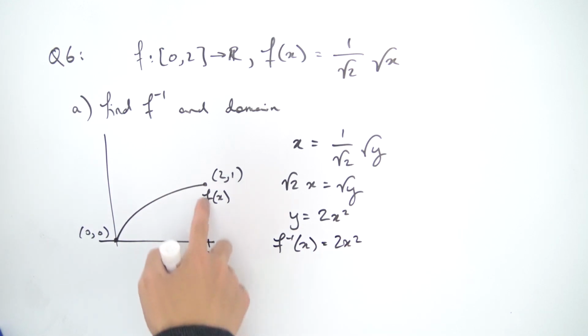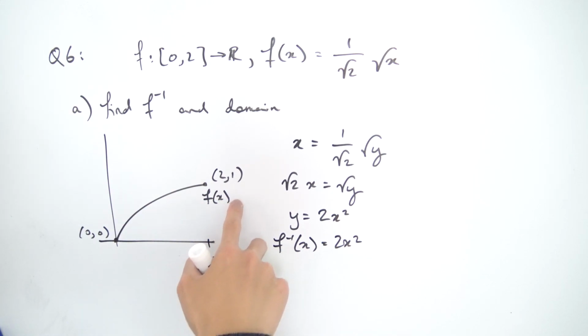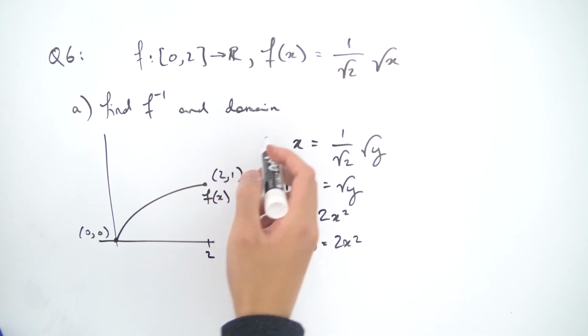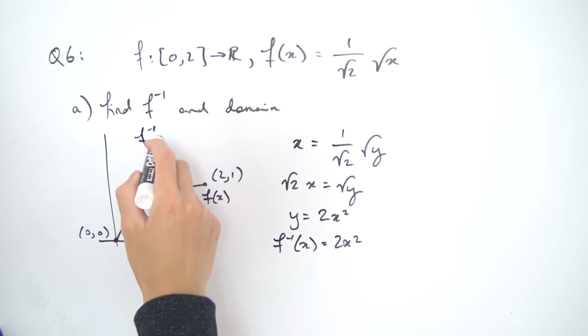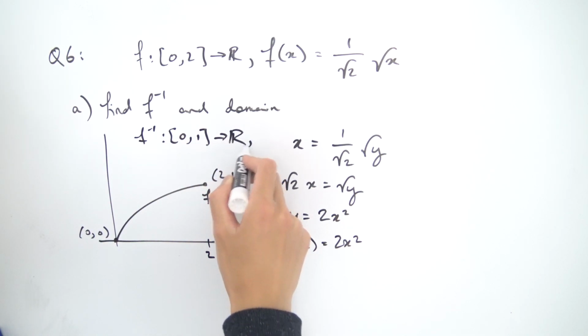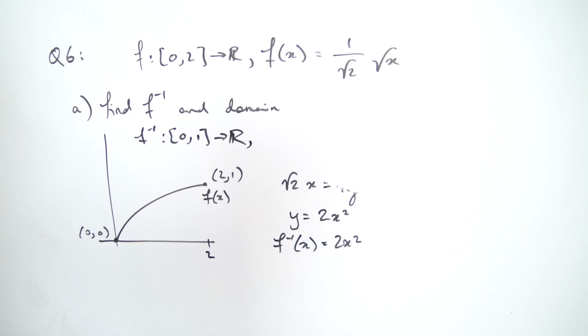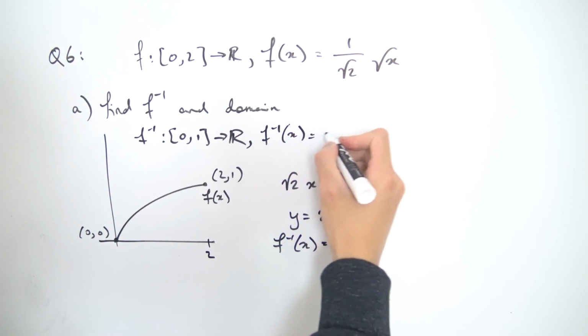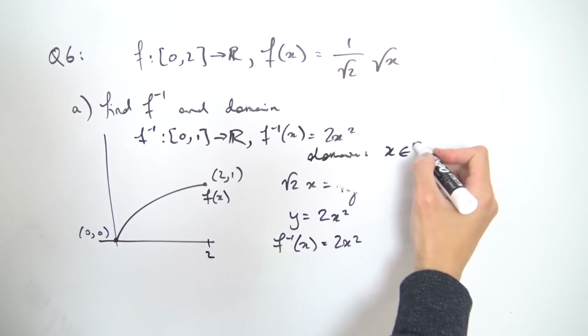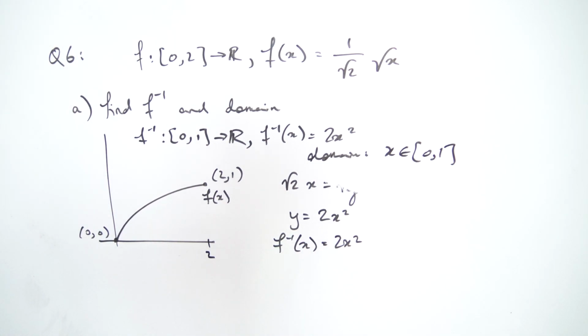And as for the domain, if you look at the original graph, this graph is actually given on the exam. Notice that the range of f of x is from 0 to 1. That means the domain of the inverse is from 0 to 1 as well. So what I wrote on my answer booklet was, we have the map f inverse going from 0, 1 into the codomain R, and then I wrote, f inverse is equal to 2x squared, and I also stated that the domain was x element of 0, 1, and that was my answer.